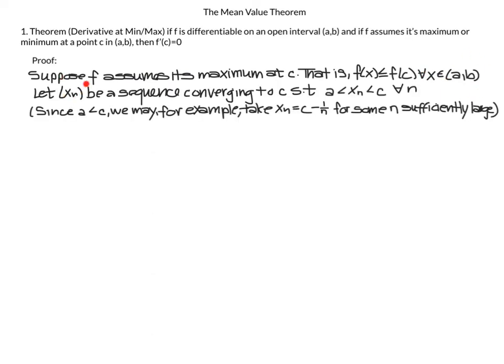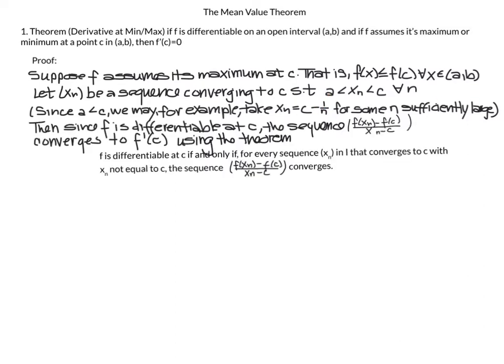We are going to let xn be a sequence that converges to c such that xn is greater than a and less than c for all n. And since a is less than c, we may, for example, take xn equal to c minus 1 over n for n sufficiently large.